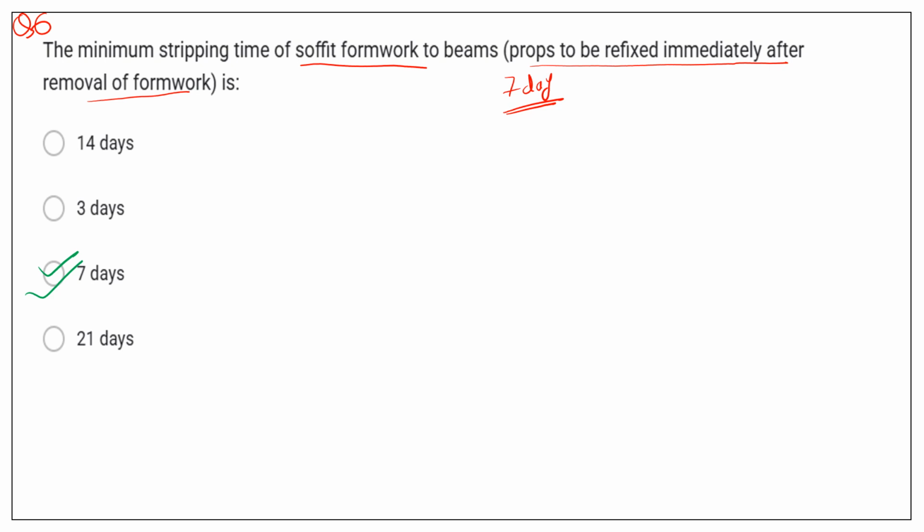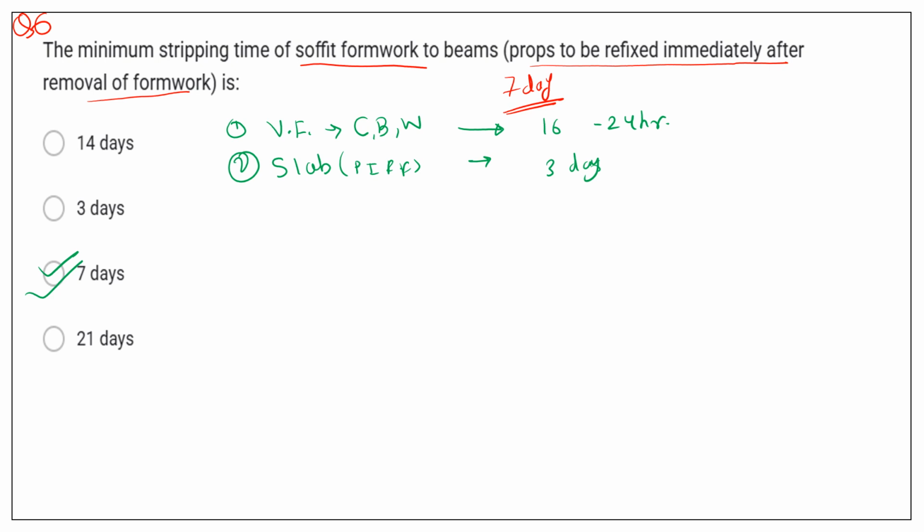But there are remaining values. The remaining values: first, vertical formwork for column, beam and wall. The timing is 16 to 24 hours. Then the second one is for slab. Props are immediately fixed after removal of formwork. The timing is 3 days. Then third, soffit of slab. Then next is soffit of beam, 7 days.